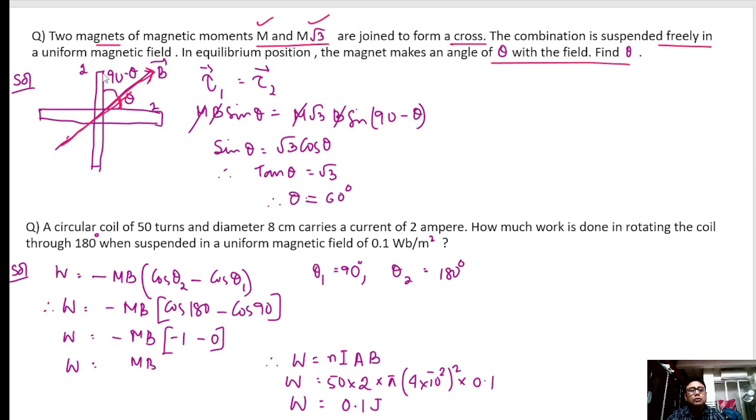So torque due to both, this is 90 minus theta. So torque due to both the magnets should be same because it is in equilibrium position. So this is the torque due to first magnet, this is the torque due to second magnet. Here is the magnetic moment of the second magnet, first magnet. Solving it, we get theta is 60 degree. That means the magnet was inclined at an angle of 60 degree with the first magnet.